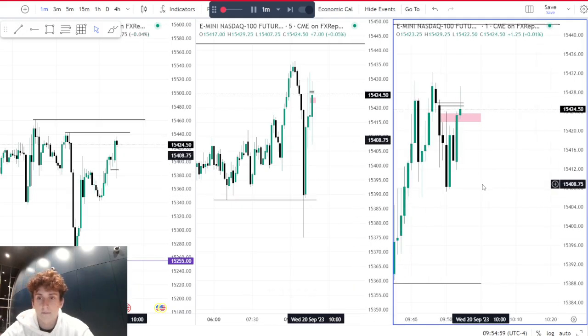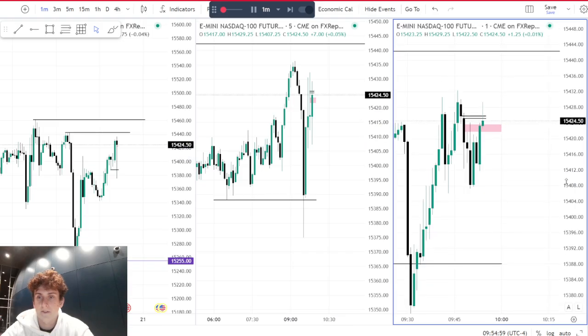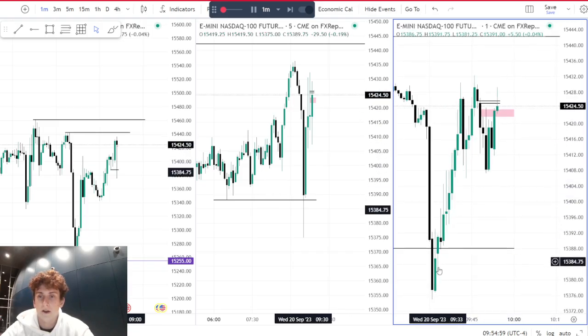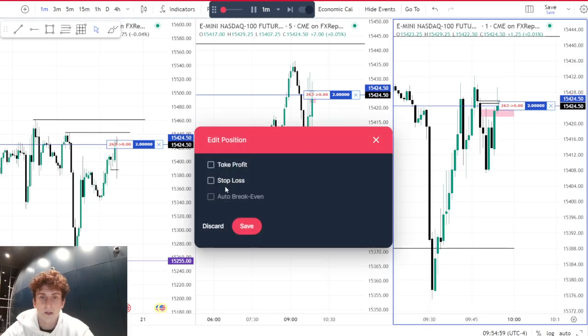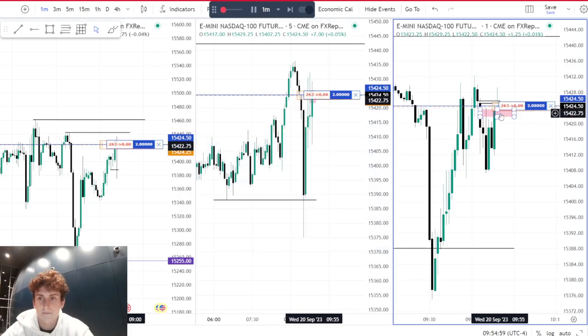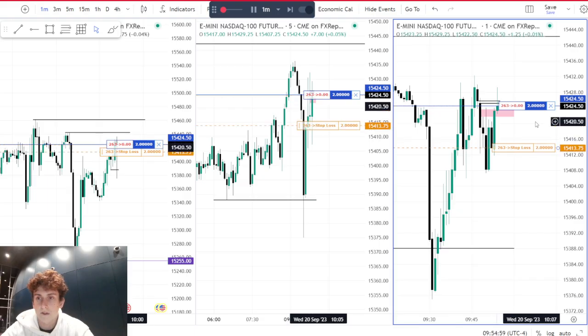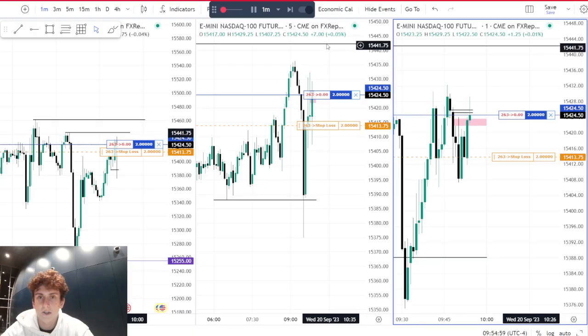So I like the confirmation that we got higher. You know, we got that quick displacement higher. So I would buy 2 contracts there. My stop loss would be just below this change in state of delivery.